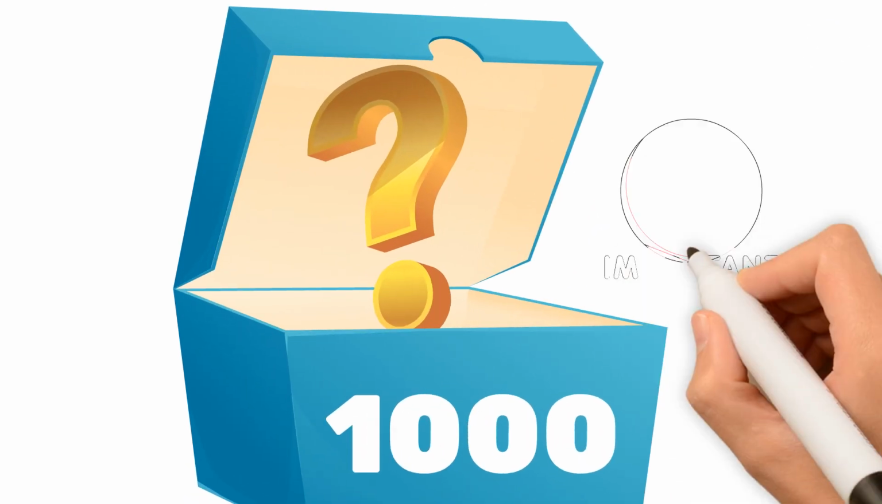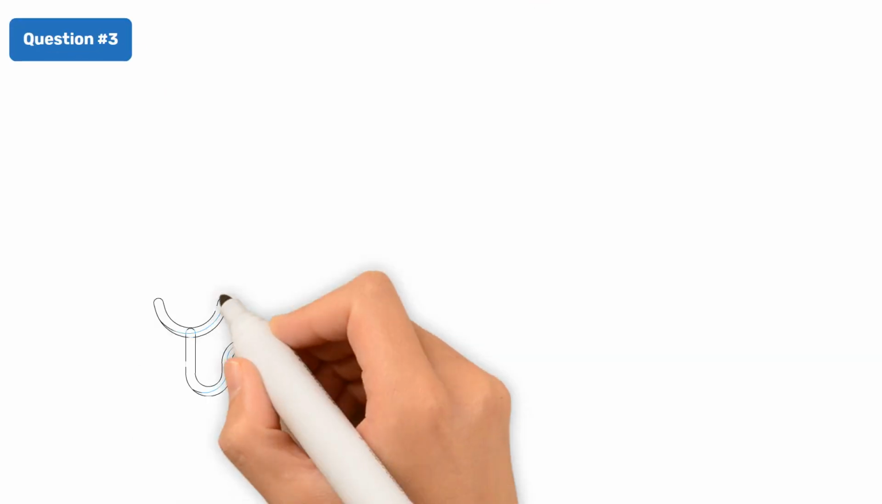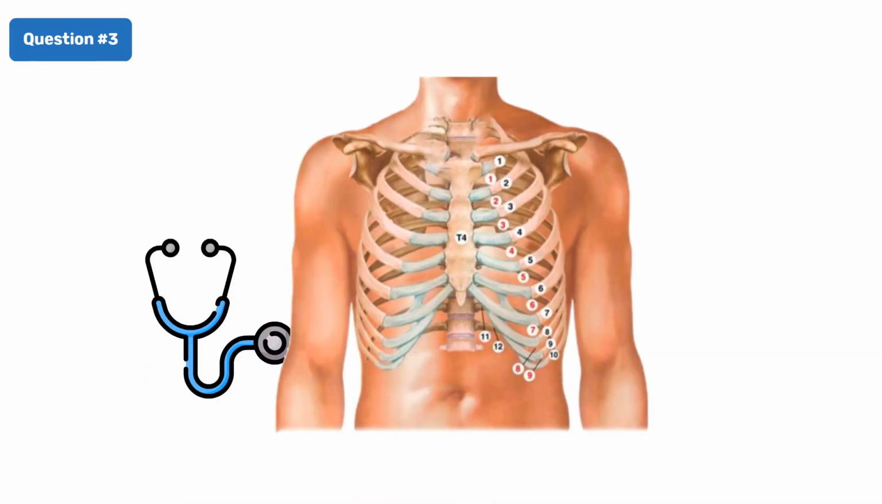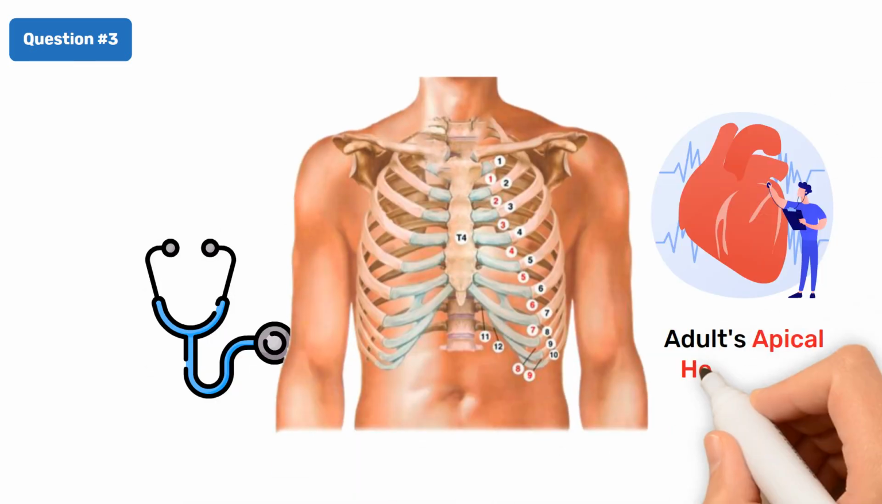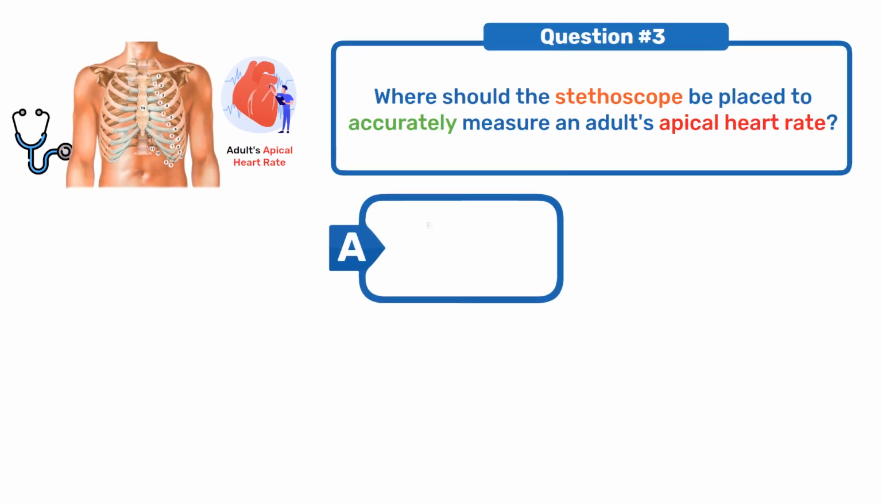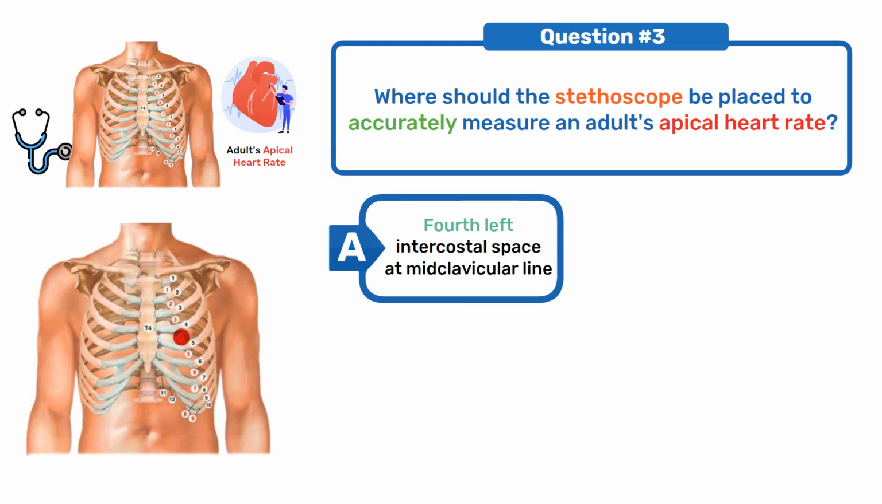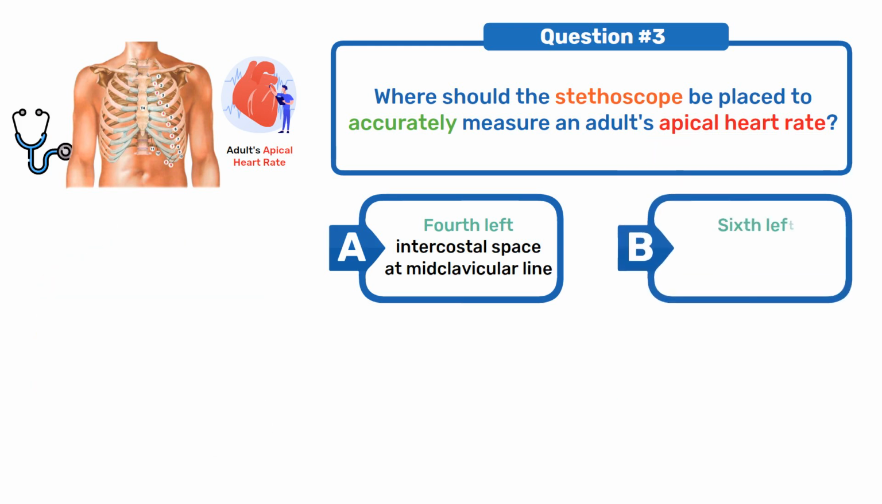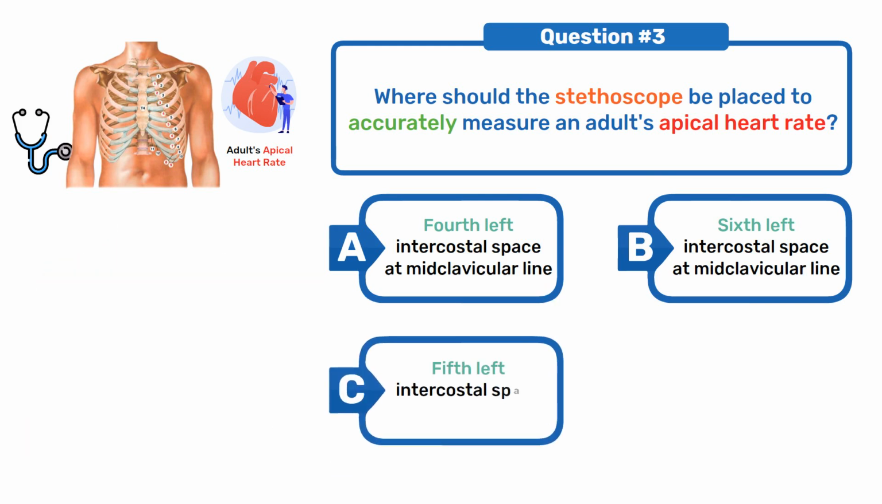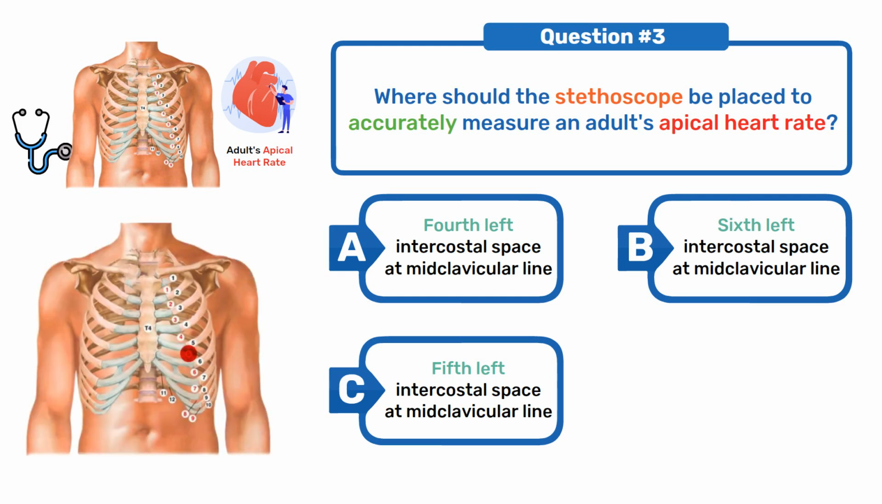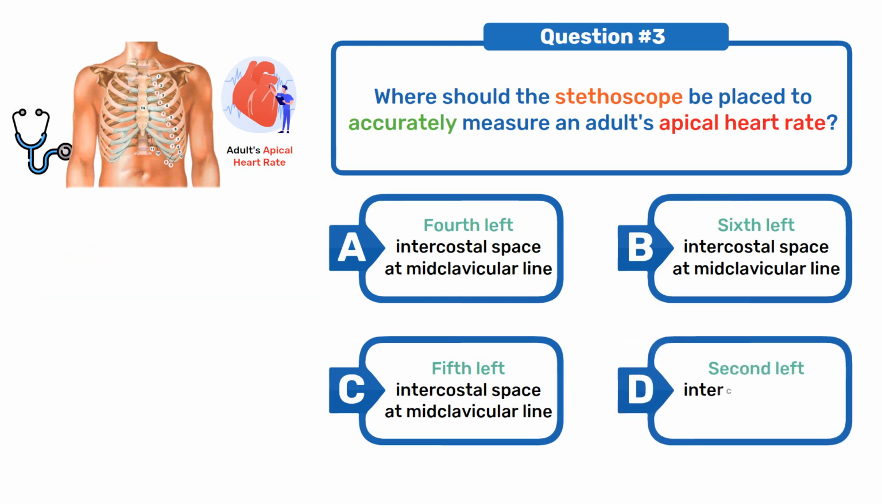Let's tackle today's important question. Where should the stethoscope be placed to accurately measure an adult's apical heart rate? A. Fourth left intercostal space at mid-clavicular line. B. Sixth left intercostal space at mid-clavicular line. C. Fifth left intercostal space at mid-clavicular line. D. Second left intercostal space at mid-clavicular line.